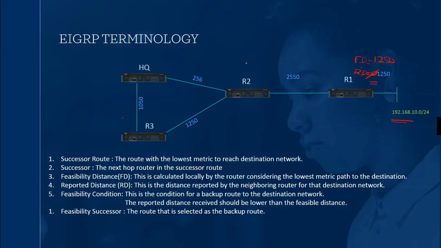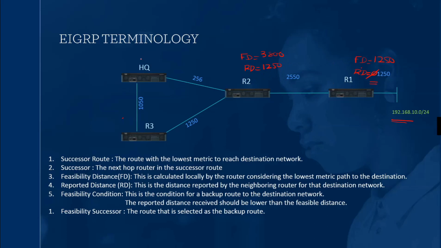Now if you come here to R2, the feasibility distance will be this value plus this value, which is the link metric, and here the feasibility distance will be 3,800. If you have a calculator, you can calculate it yourself. If you add 2550 to 1250, you'll get 3,800. The reported distance is what R1 is reporting to R2, and that will be 1250. Okay, that's the reported distance.